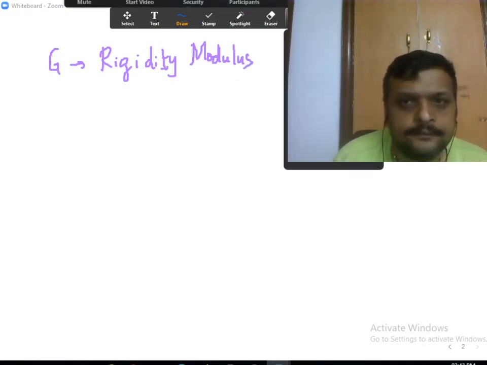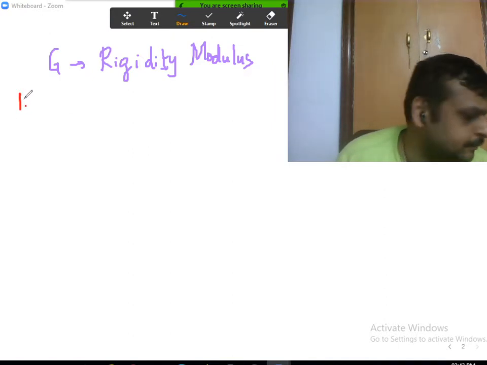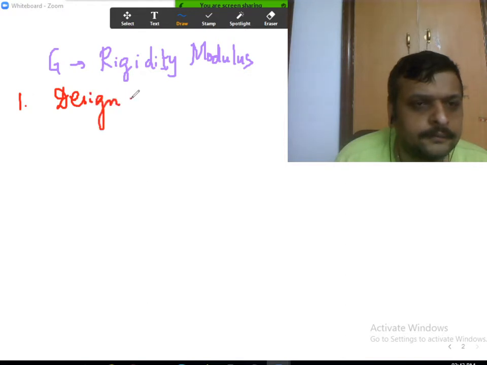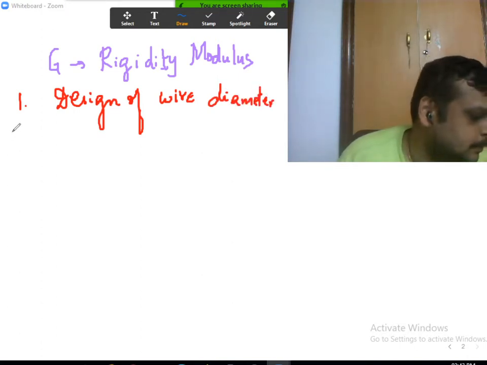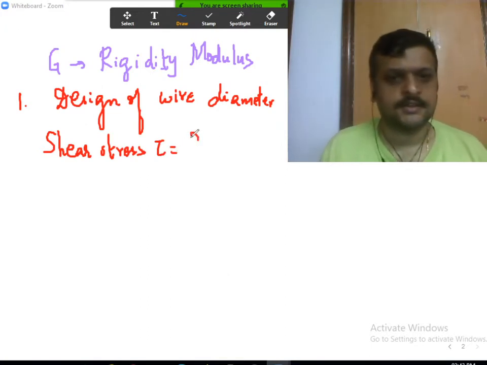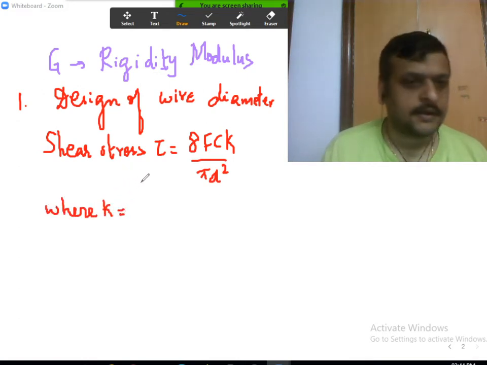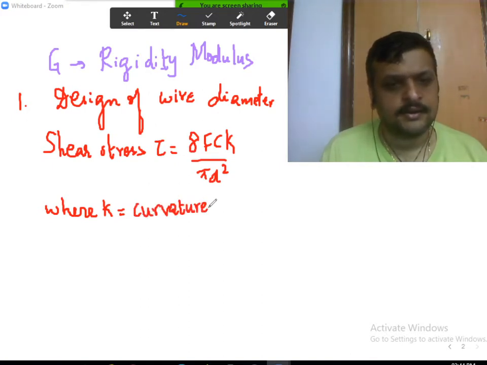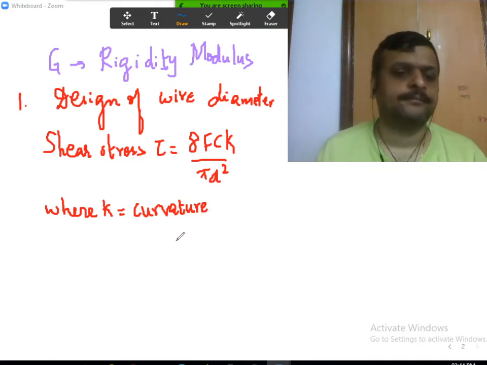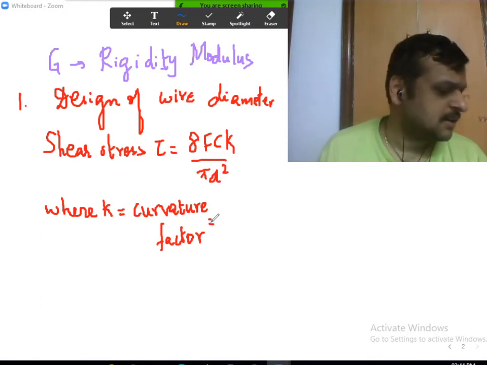So the step number 1, design of wire diameter. Shear stress tau equals 8 FCK upon pi d square, where K equals curvature factor. All these equations are readily available in the design data. You can either refer Balveer Reddy or Lingaya for VTU, and whatever reference book you refer, the procedure is the same.